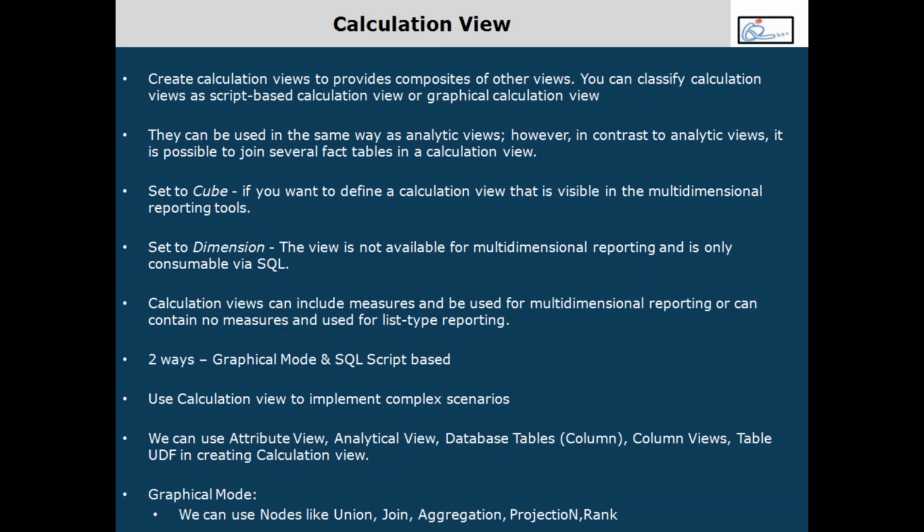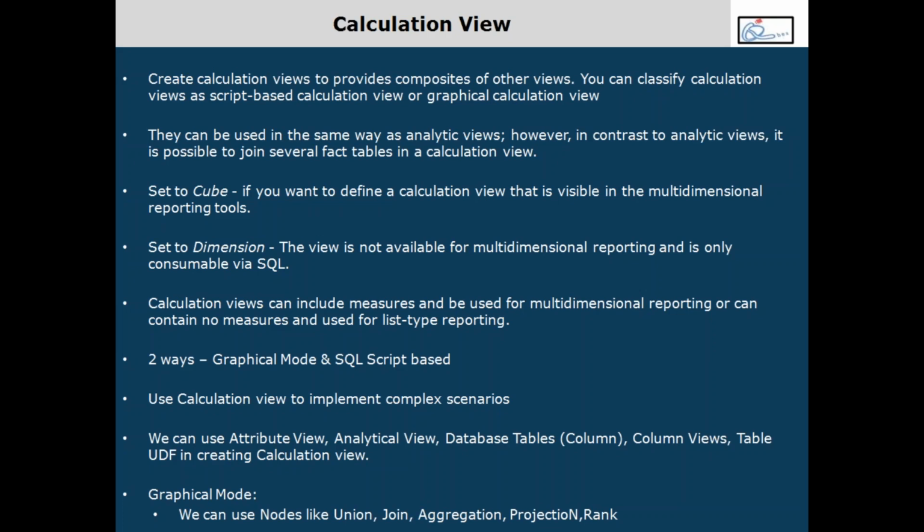So look at the point here. If you remember, for attribute view, the property data category was dimension, which restricted you from having measures in it. For analytical view, the data category was cube, because of which we were allowed to have measures in the views. We never had an option of changing that property. In attribute view, data category was fixed as dimension. In analytical view, the data category property was fixed as cube.